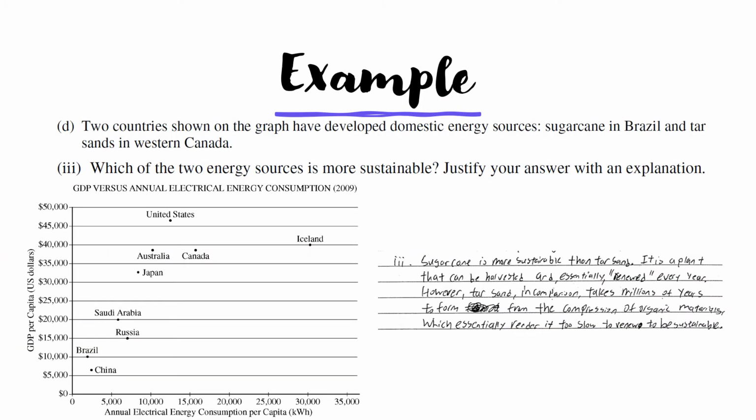So the student's answer is sugarcane is more sustainable than tar sand. So that's the claim. Now the justification. It is a plant that can be harvested and essentially renewed every year. However, tar sand, in comparison, takes millions of years to form from the compression of organic materials, which essentially renders it too slow to renew to be sustainable. So that is a perfect answer. So that's the perfect justification. It mentions that sugarcane can be harvested and renewed every year, while tar sand takes millions of years.